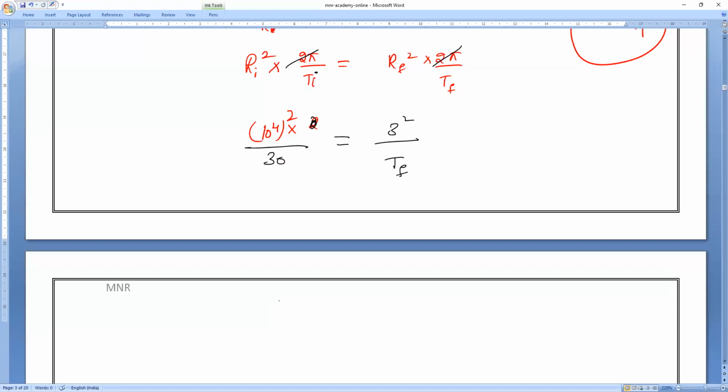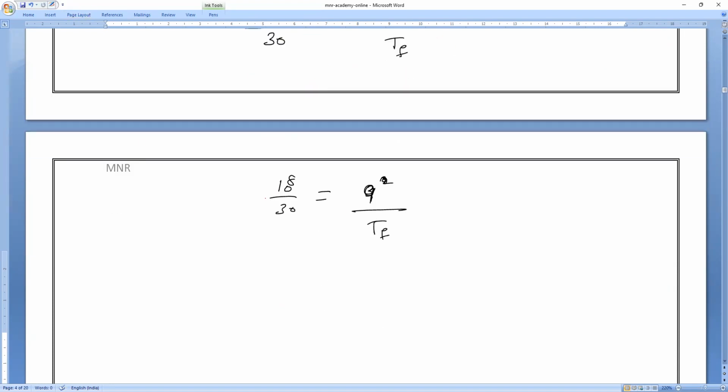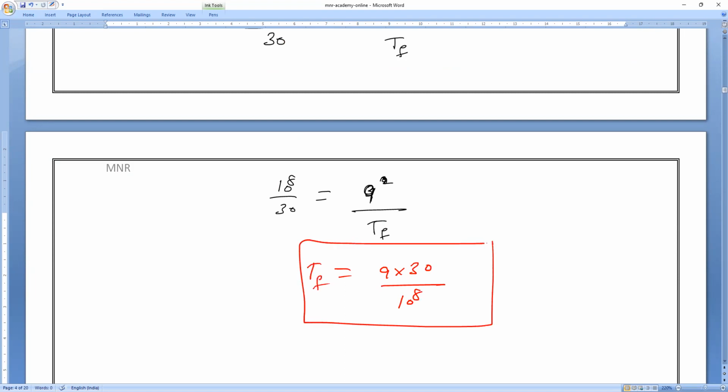So 10 power 4 whole square means 10 power 8 divided by 30, which equals 9 square, 9 divided by TF. So I can make it now. TF will come this side, so it becomes 9 into 30 divided by 10 power 8, which equals the time period. That's all it is. So this is the total time period of A after internal collision.